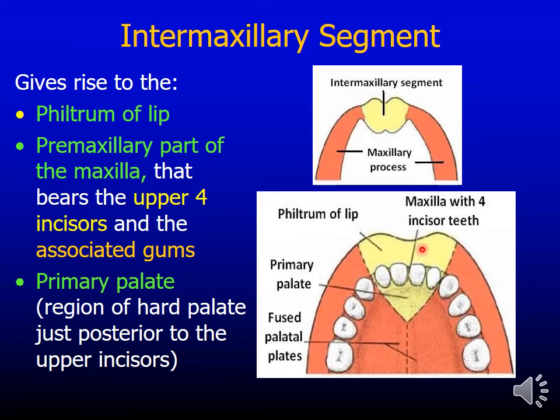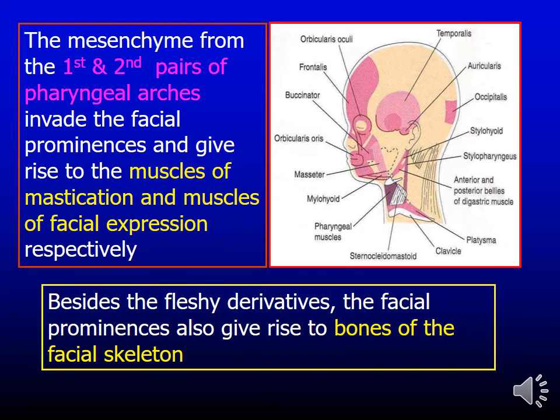This is the intermaxillary segment. Here, the philtrum of the lip, this part of the maxilla holding the 4 incisor teeth, and the primary palate. This primary palate later on will fuse with the secondary palate. Both form the roof of the mouth, separating the nasal cavity from the oral cavity.